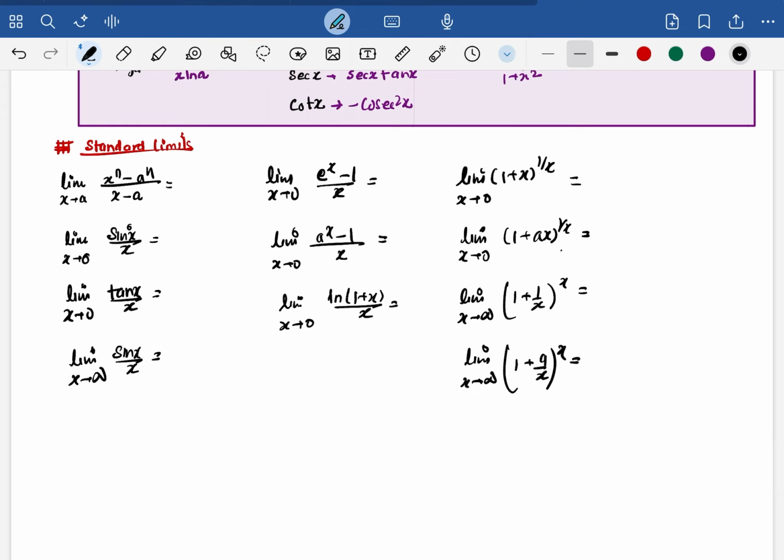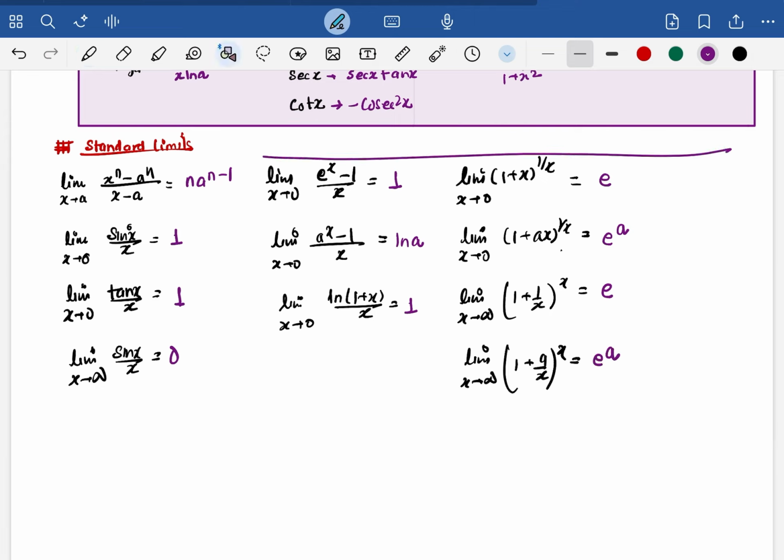Okay, so these are the basic formulas we will be needing. The answer for the first is n a to the power n minus 1, then this is 1, this is 1, this is 0, this is 1, this is ln of a, this is 1, this is e to the power a, this is e, and this is e to the power a. So these are the only basic formulas you will be needing in solving the indeterminate forms.